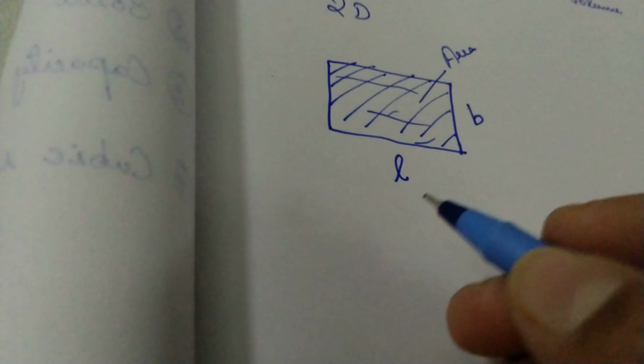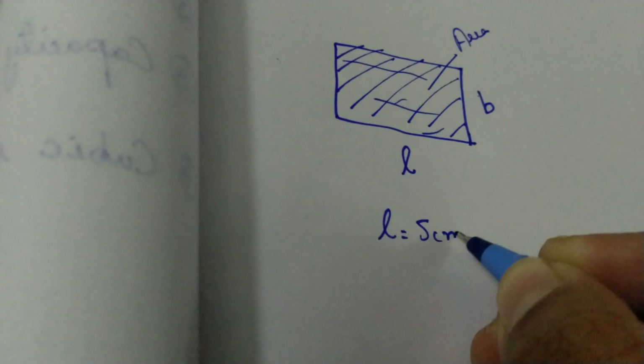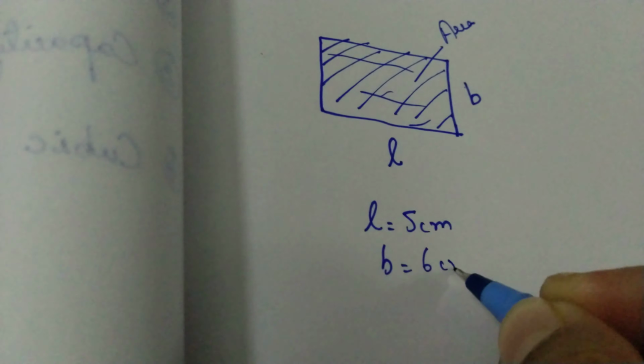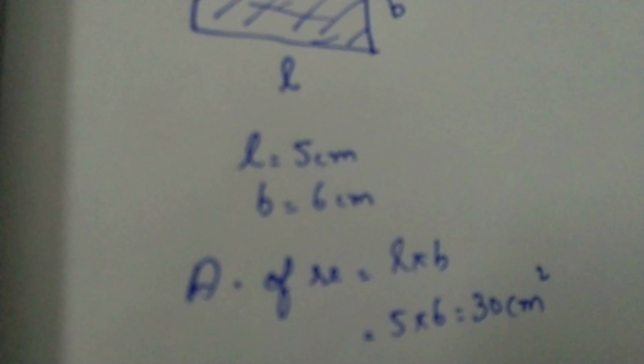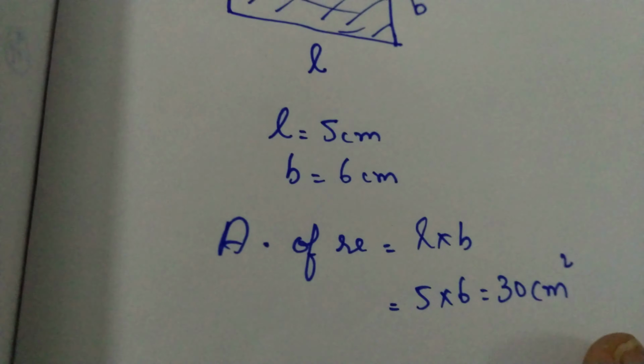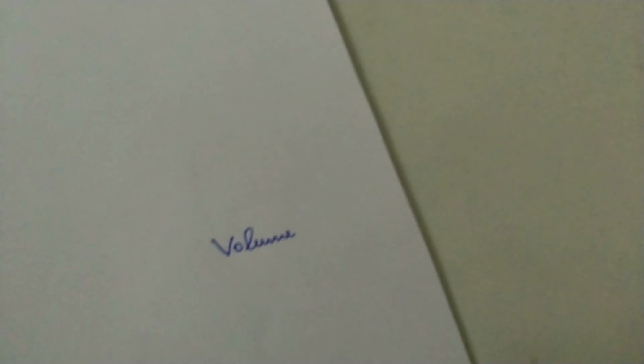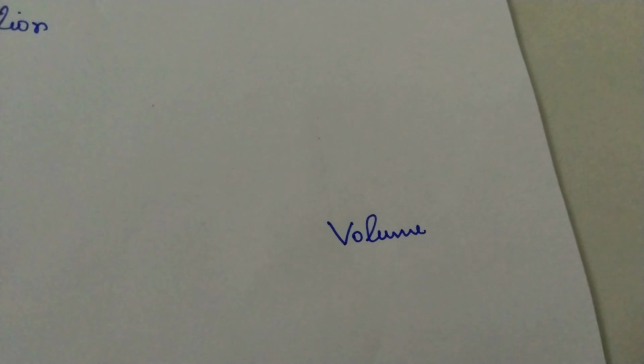Unit is nothing but, let us see for an example, let the length be 5 centimeter and breadth be 6 centimeter. Now you know the area of a rectangle is nothing but length into breadth, which is 5 into 6, which gives you 30, and the unit is centimeter square. So it is given by square unit. Similarly, let us see what is volume.